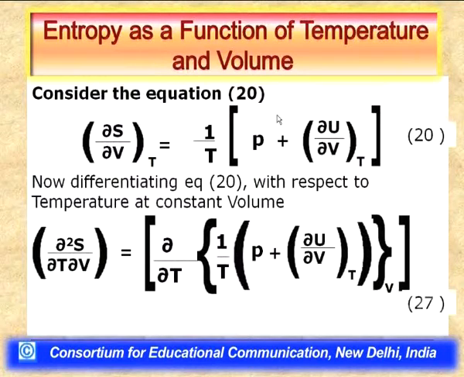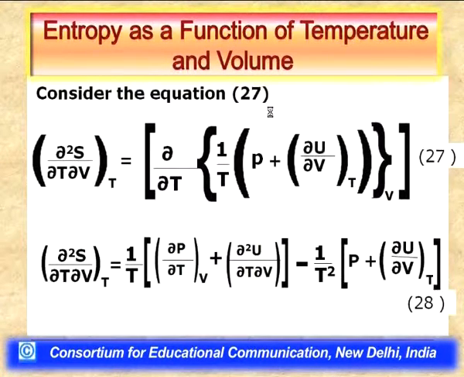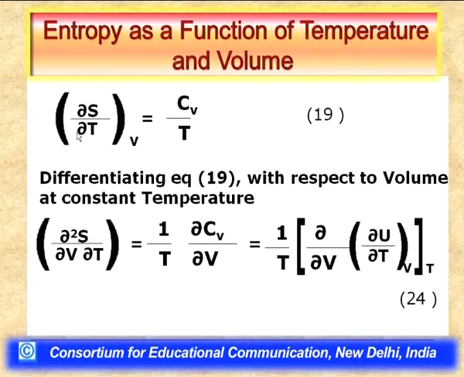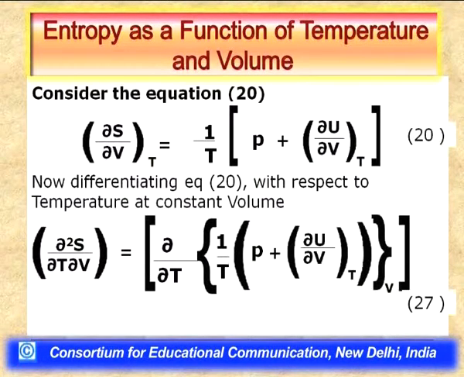Now, let us consider equation 20. Just what we did, let me sum up again. We considered equation 19. This was basically the differential of entropy with respect to temperature, and we differentiated it with respect to volume at constant temperature. So, now we consider equation 20.